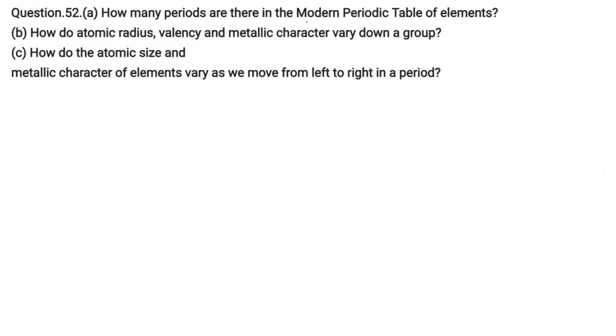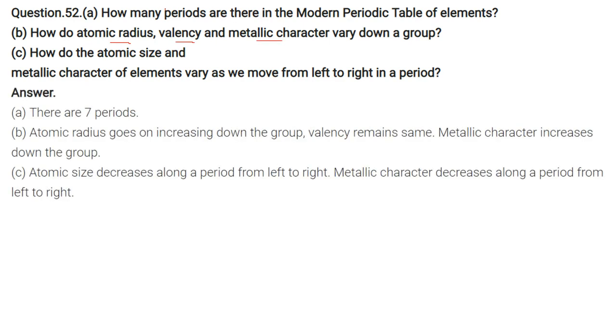How many periods are there in the modern periodic table of elements? How do atomic radius, valency and metallic character vary down a group? First we'll answer the first one. So there are 7 periods and 18 groups. Atomic radius is increasing down the group. Valency remains the same, but the metallic character increases down the group.